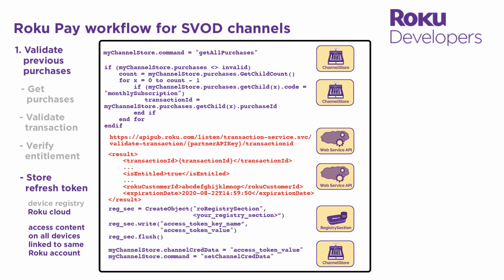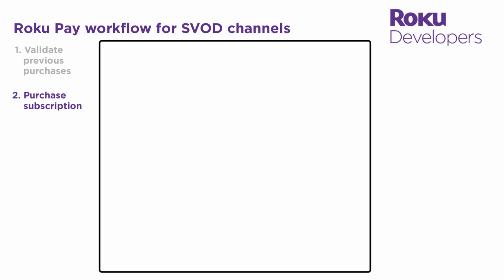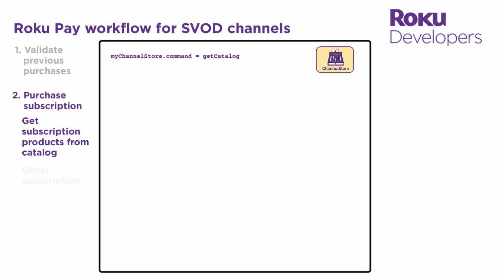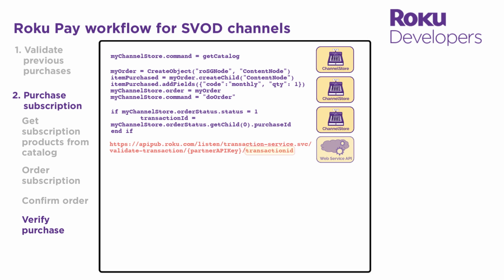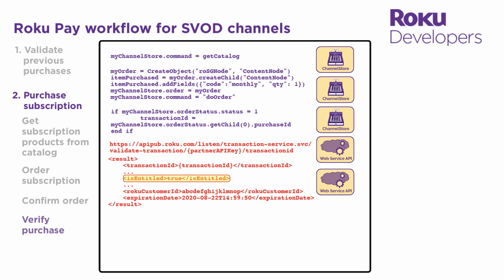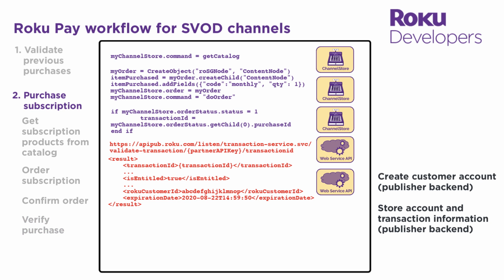Now, if the customer does not have a subscription, the ChannelStore APIs are used to list the subscription products available for purchase, order the subscription, and verify that the purchase was completed. Once the purchase has been verified, the customer is granted access to content. On a production channel, the purchase is verified by again getting its transaction ID and passing it into a Validate Transaction Roku Web Service API call and making sure isEntitled is set to true. In addition, a new user account is automatically created and stored in the backend with a validated transaction ID and the customer's email address, name, and user ID.